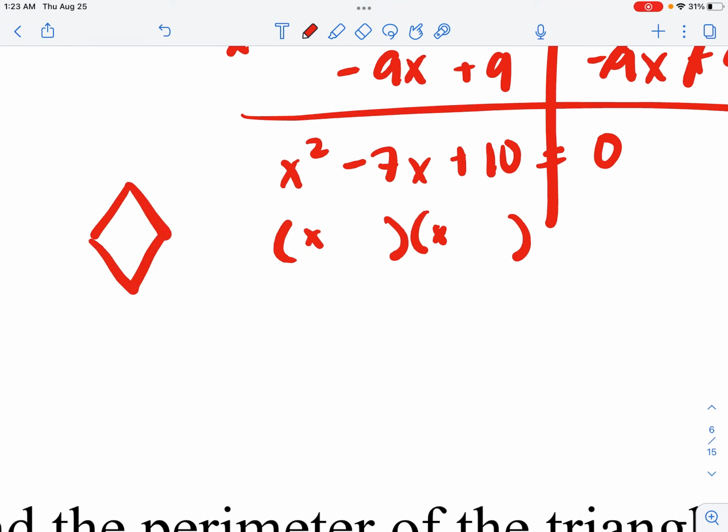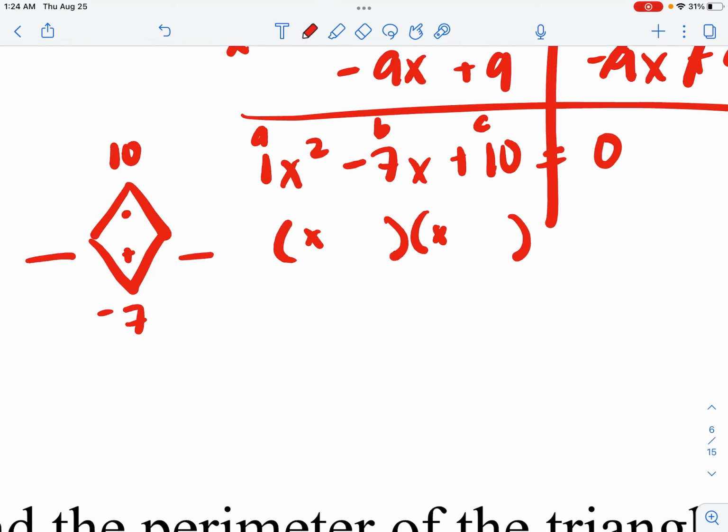I've always taught it by making this diamond. Okay? And you put the C term, this is your A term, which is 1, your B term, and then your C term. You put the C term on top. You put the B term on the bottom, and you want to try to figure out 2 numbers that end up multiplying to the 10, but adding up to the negative 7.